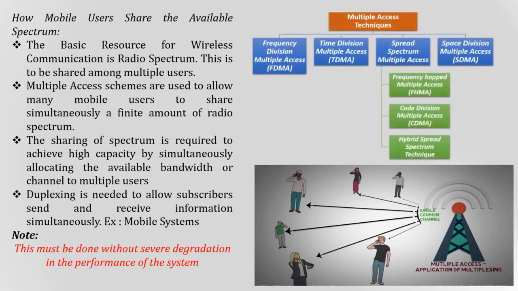There are quite a lot of multiple access techniques available. They are frequency division multiple access, time division multiple access, spread spectrum access, and space division multiple access. The spread spectrum is further classified into frequency hopping multiple access, code division multiple access, and hybrid spread spectrum multiple access. In the upcoming videos we will study in detail FDMA, TDMA, and CDMA, since they are the widely used multiple access techniques in a cellular environment.